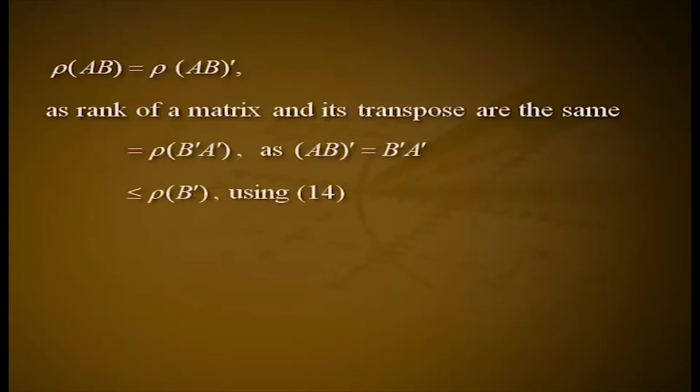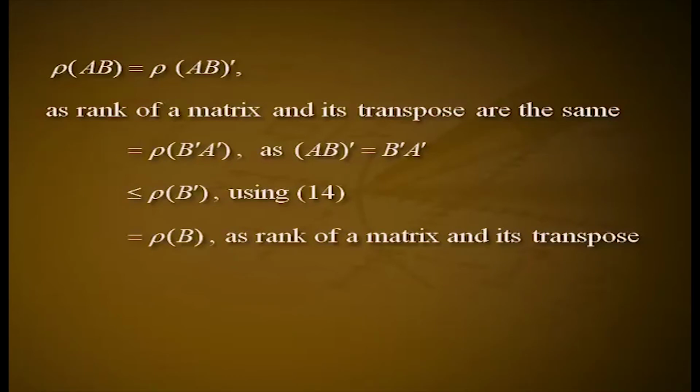Again, rho of AB is equal to rho of AB dash, as rank of a matrix and its transpose are the same, which is equal to rho of B dash A dash, as AB whole dash is equal to B dash A dash, which is less than or equal to rho B dash using equation 14, which is equal to rho of B, as rank of a matrix and its transpose are the same. That is, R is less than or equal to R2. This completes the proof. Remark. The above result could also be obtained independently using part 2 of theorem 3.